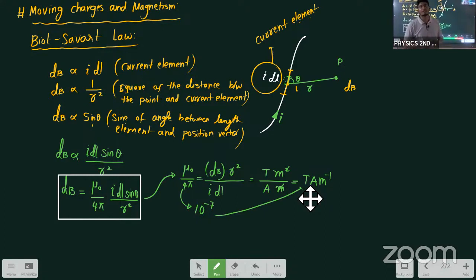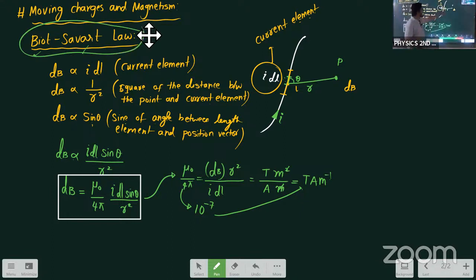Oersted said that whenever some current is flowing through a wire, due to that flowing of current, what will be generated? A magnetic field will be created around that wire. And what is the magnitude of magnetic field created? That was explained by two scientists. One scientist name was Biot and other scientist name was Savart. So we came to know about this law that is called as Biot-Savart law.